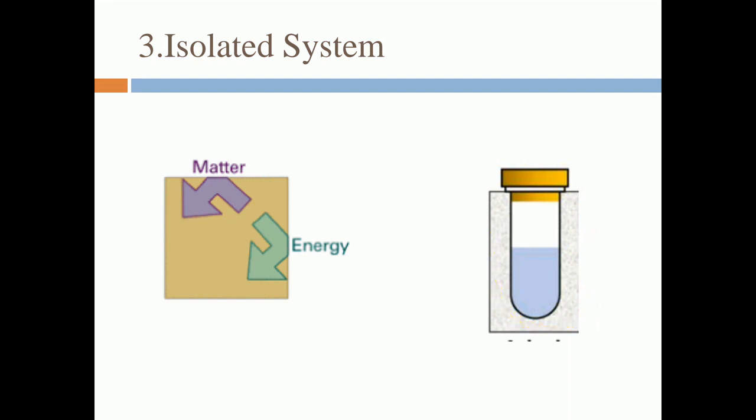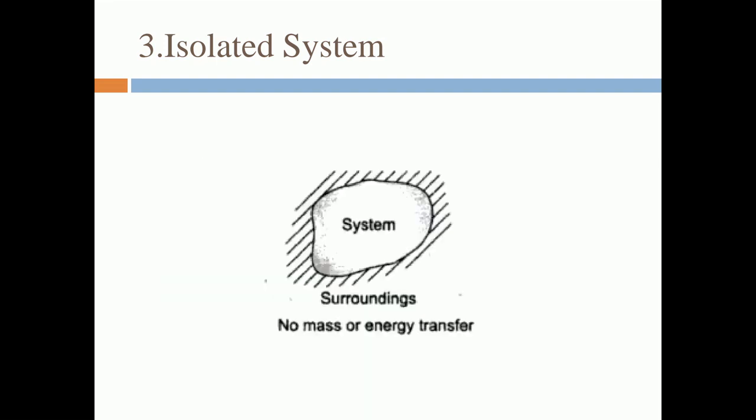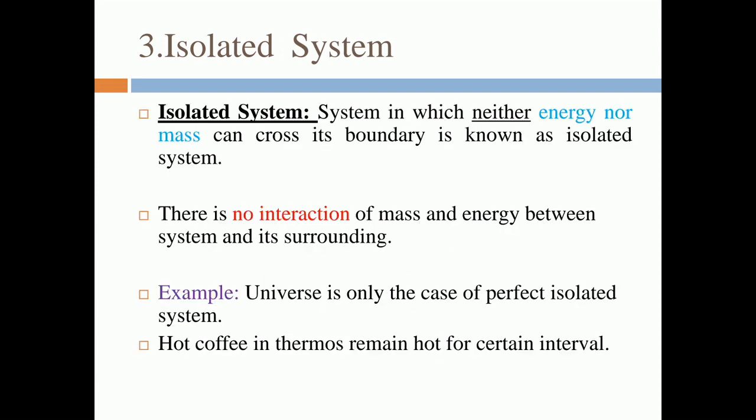So there will be no energy transfer and there will be no mass transfer. So that type of system is known as an isolated system. You have to draw this kind of figure in the GTU examination. No mass transfer, no energy transfer. So that is known as an isolated system.